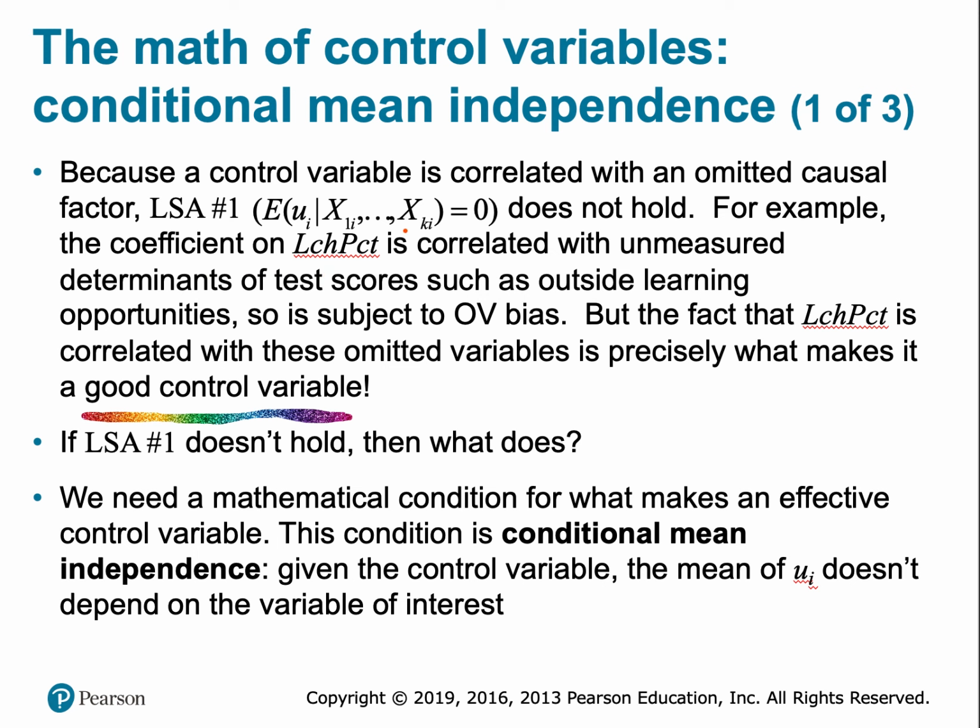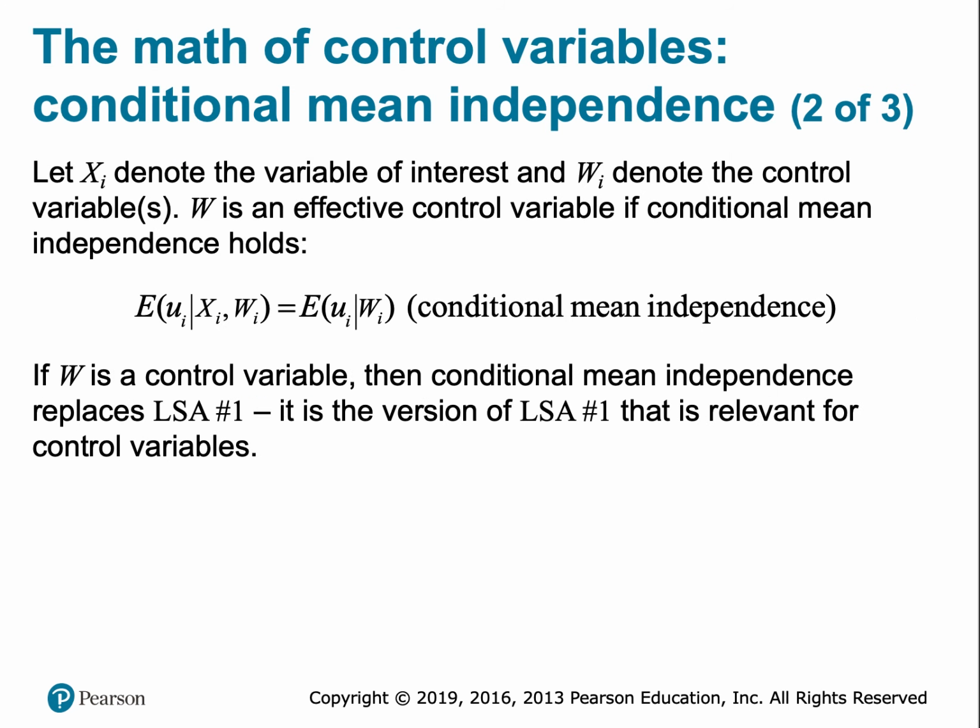So, if least squares assumption number 1 does not hold, then what does? Well, we need a mathematical condition for what makes an effective control variable. This condition is conditional mean independence. Given the control variable, the mean of ui does not depend on the variable of interest. Okay, and this is the key. We are focusing on the variable of interest. We're trying to get a good estimate of the variable of interest.